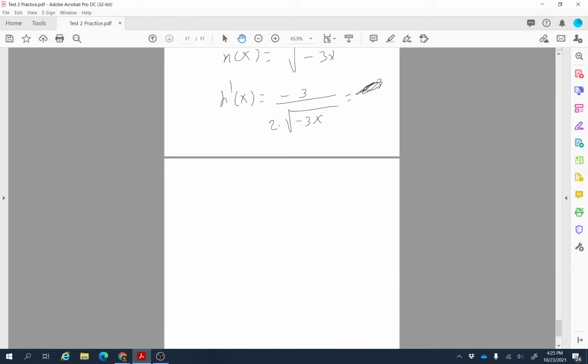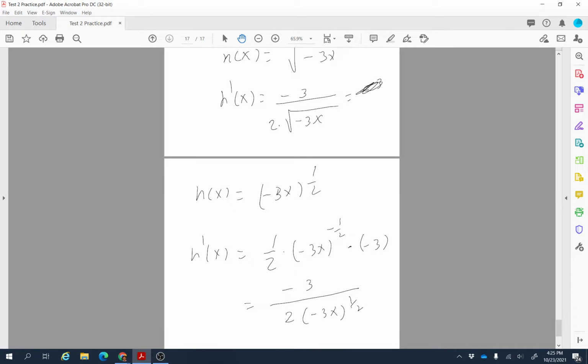Okay, so n of x is (-3x) to the power half. N prime of x, it's the power rule: 1 over 2, (-3x) to the power half minus 1, which is negative half, times the derivative of the function inside this parenthesis, which is -3. That's why it's -3 over 2, (-3x) to the power negative half.